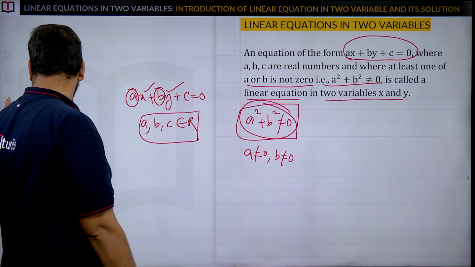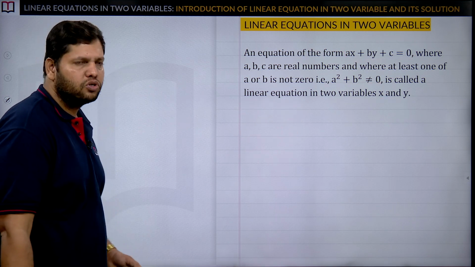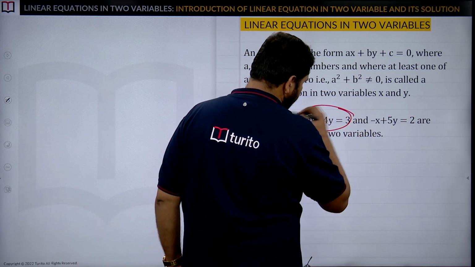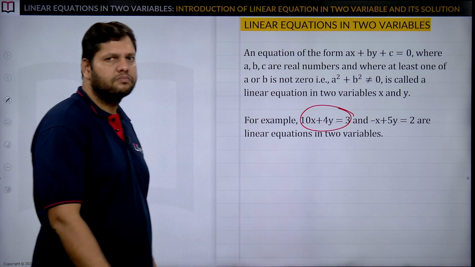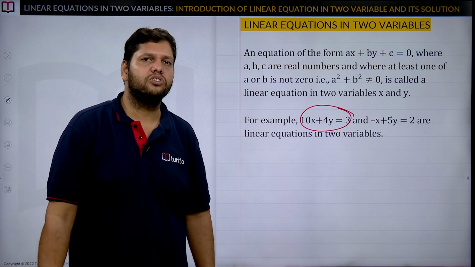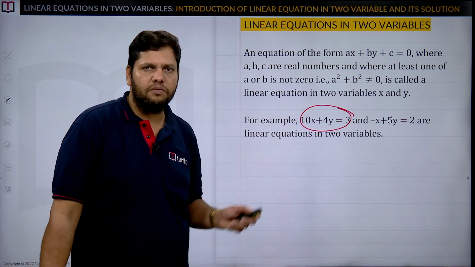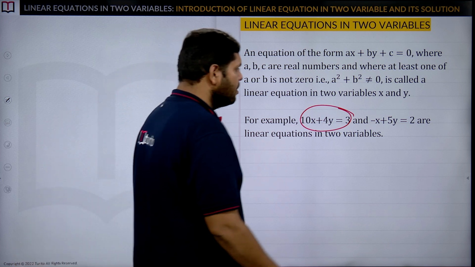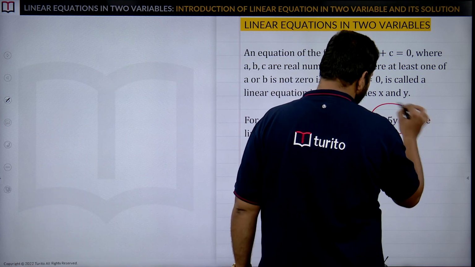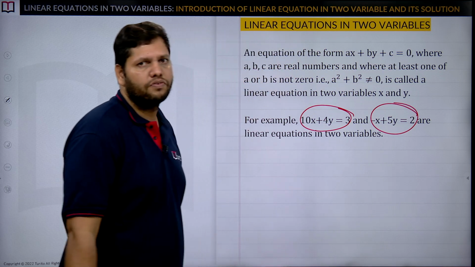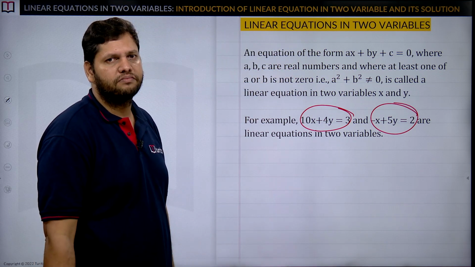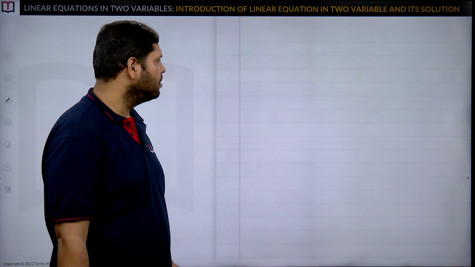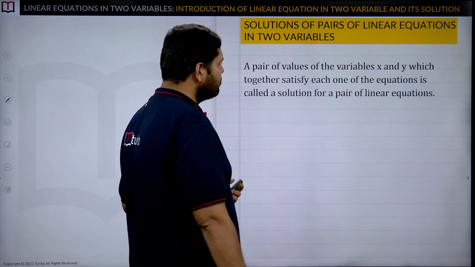Okay, so this type of equations we can call a linear equation in two variables. Children, look at the example. 10x plus 4y is equal to 3. Can I say it is a linear equation in two variables, children? Yes, because x is a variable and y is a variable and the exponent is 1. Minus x plus 5y is equal to 2. So I can say this also is a linear equation in two variables. Are you getting my point, children? Now, children, let us see the standard form of linear equation in two variables.